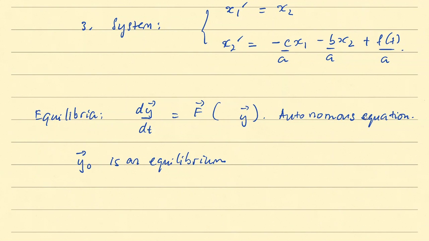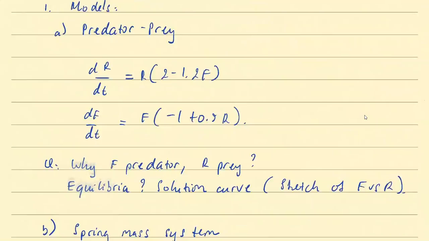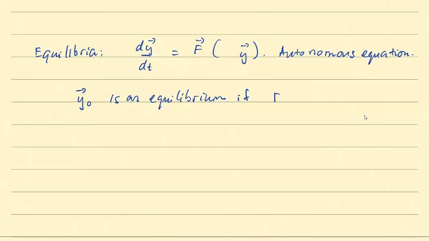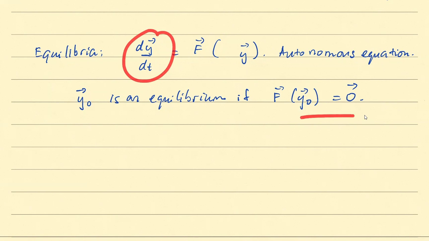So y0 is an equilibrium if f of y0 is equal to a zero vector, because it's zero everywhere. That means the derivative, the change in time, is zero. So of course, an example.